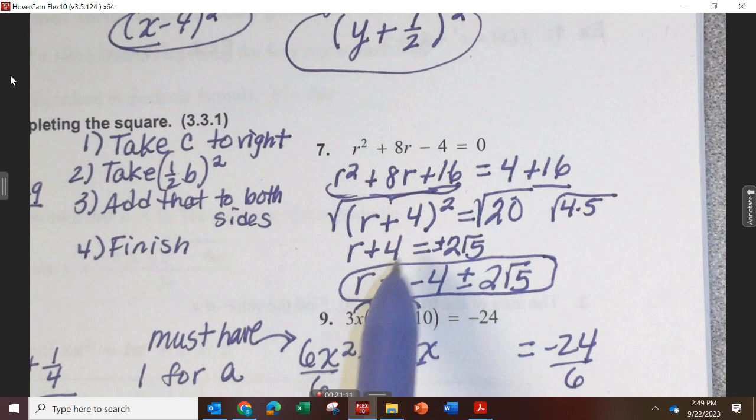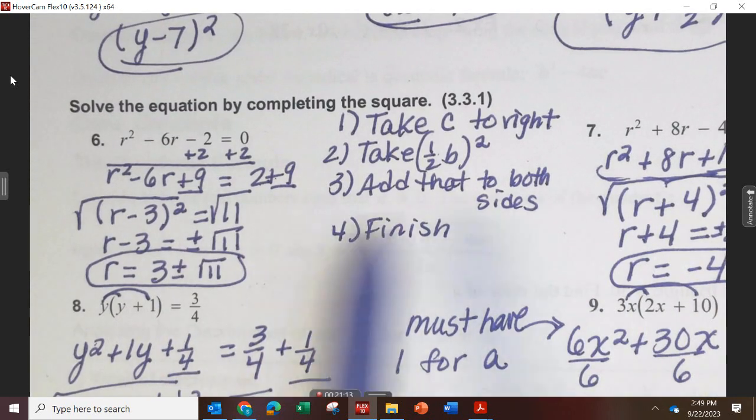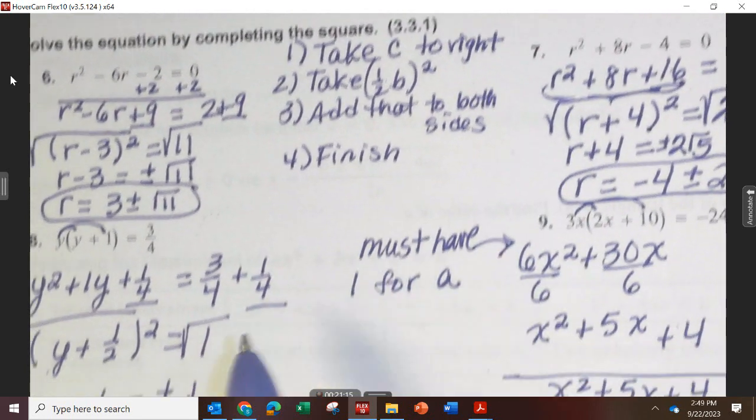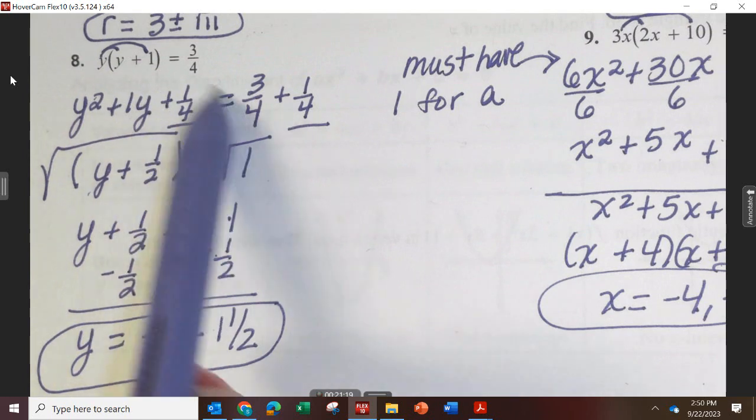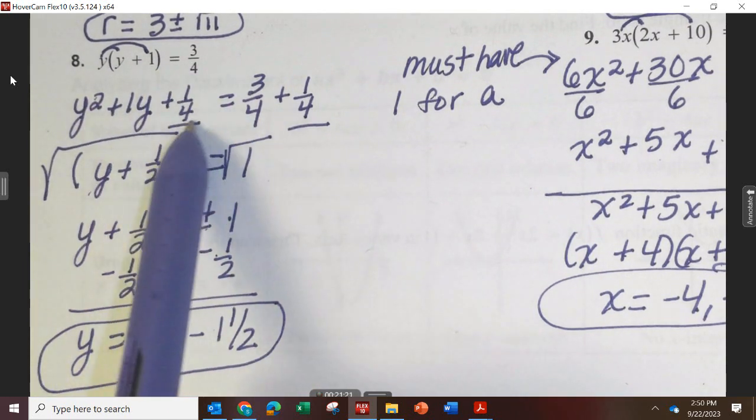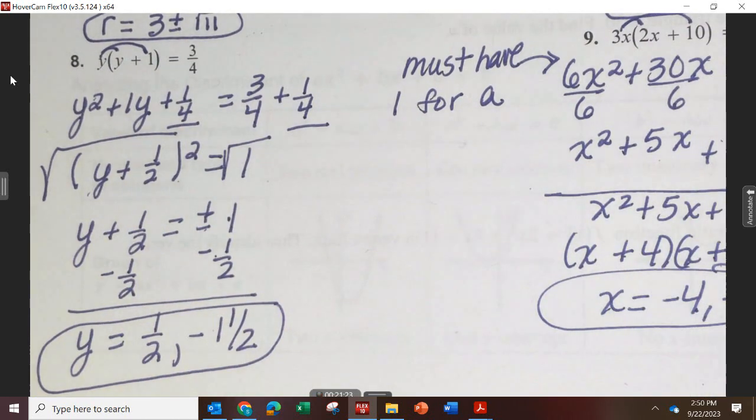But so back here, could these have been factored? No, because we did not get integer answers. This one actually could have been factored, but it would have taken some more work because you would have had to multiply through by 4 and do some things like that.